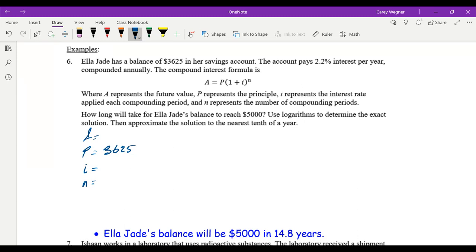The account pays 2.2% interest per year, and it's compounded annually. So every compounding period is a full year. And so my interest rate is 2.2%. I want that in decimal form, so 0.022.